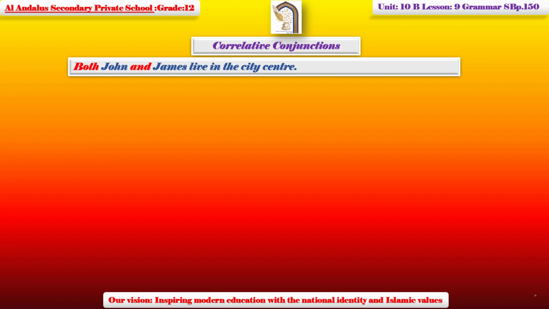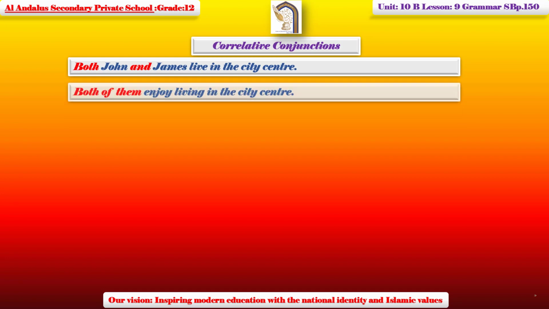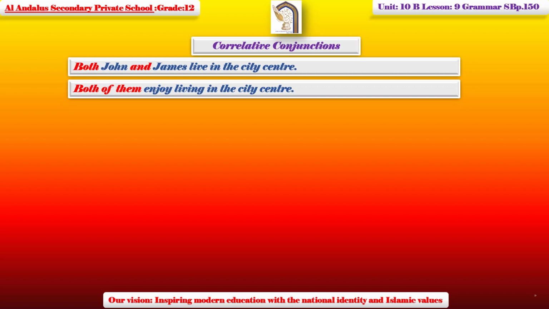Please note that both... and... are used to talk about two ideas, two people, or two things. And both... and... provide an affirmative meaning or a positive meaning of the sentence. Instead, we can say both of them enjoy living in the city center.